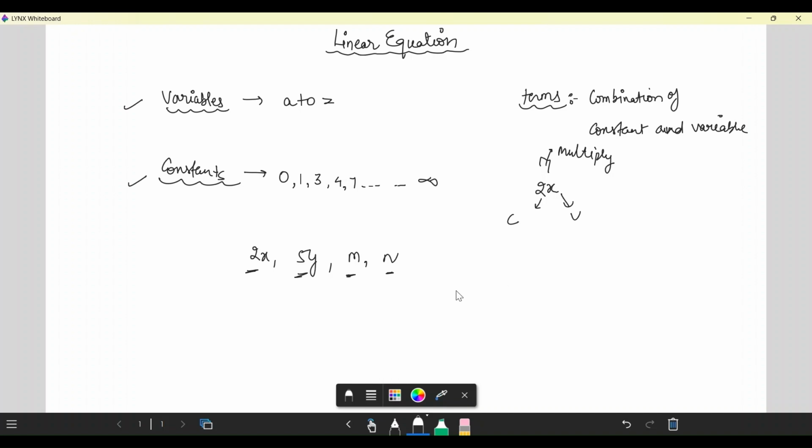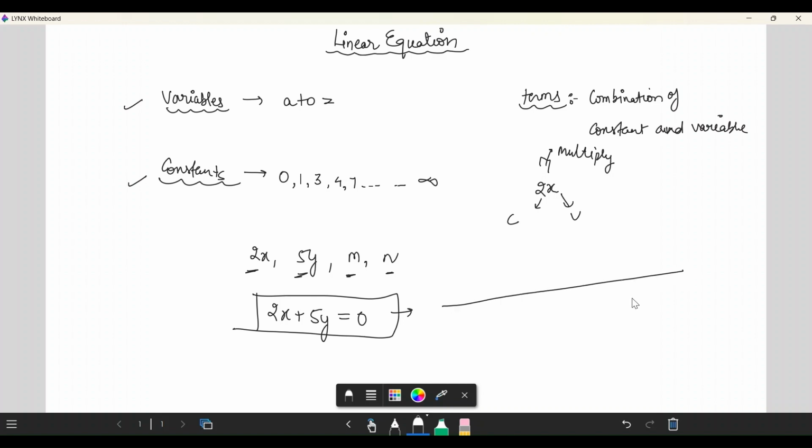Like I'm writing 2x plus 5y is equal to 0, so it forms a linear equation. What do you mean by linear? Linear means a straight line. I'm telling you one by one. Straight line.